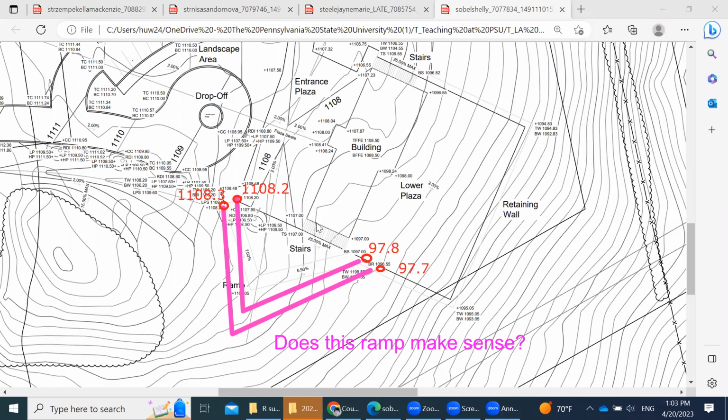08, right? The 08 contour would be somewhere here. But you need to measure 5%, it will be 6 feet away. 6 feet away from the 0.3, right? And then 4 feet away from the 1108.2. Does that make sense? So this is your first contour. Now, after that, you just do 20 feet apart.